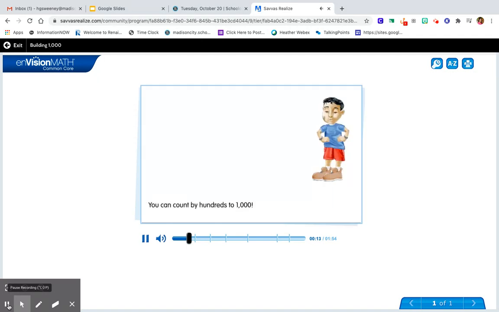You can count by hundreds to 1,000. How many ones make 110?